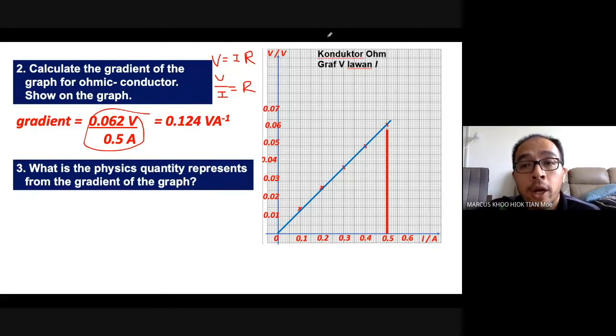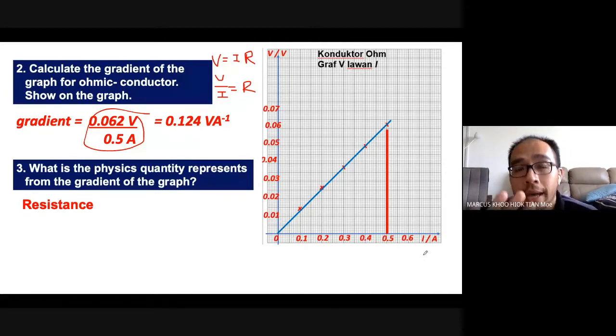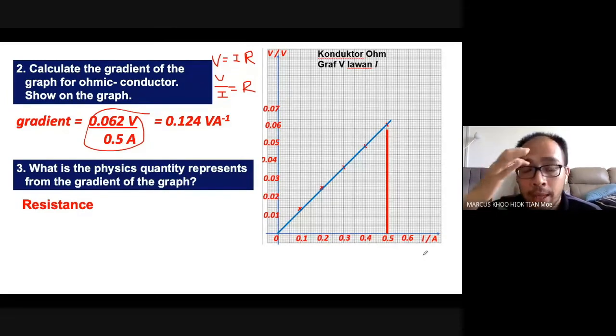In an ohmic conductor, when you calculate the gradient, you are actually calculating the resistance. Let me repeat this again. For an ohmic conductor, for a potential difference against current graph, when you calculate the gradient, you are actually calculating the resistance. Ohm's law experiment. Although in the experiment you did last Tuesday you don't have to calculate the gradient, I need you to know this piece of information.